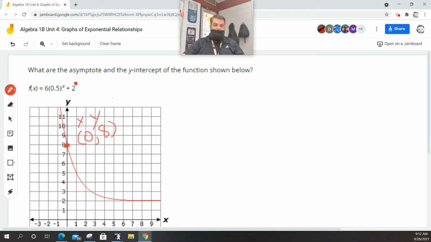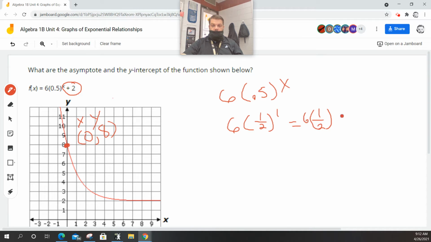Now, I could tell you that the asymptote as you approach positive infinity is going to be 2 because of this portion of the function right here. If I say 6 times 0.5 raised to the x, this is the same as 1/2, right? So when x equals 1, I'm going to have 6 times 1/2, which is equal to 3. And then we add 2 to it, of course, right?